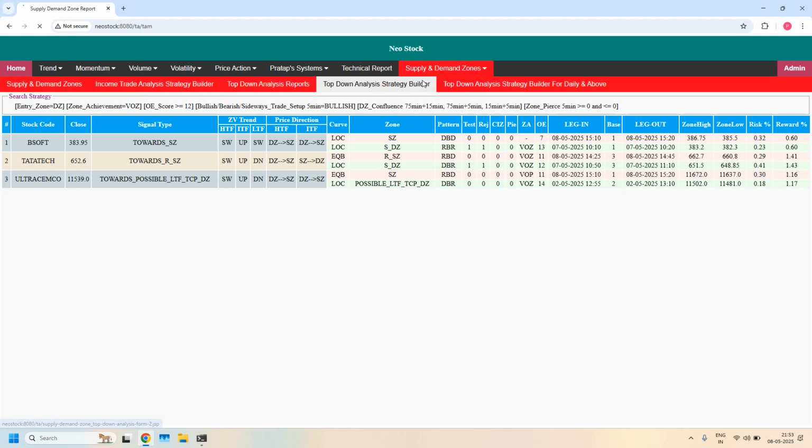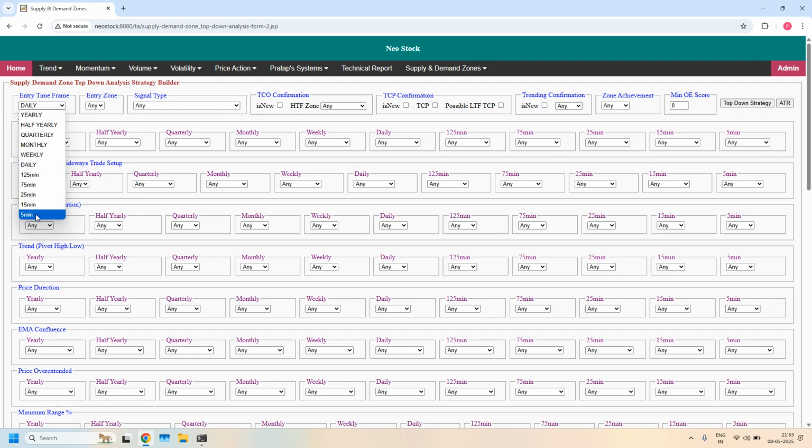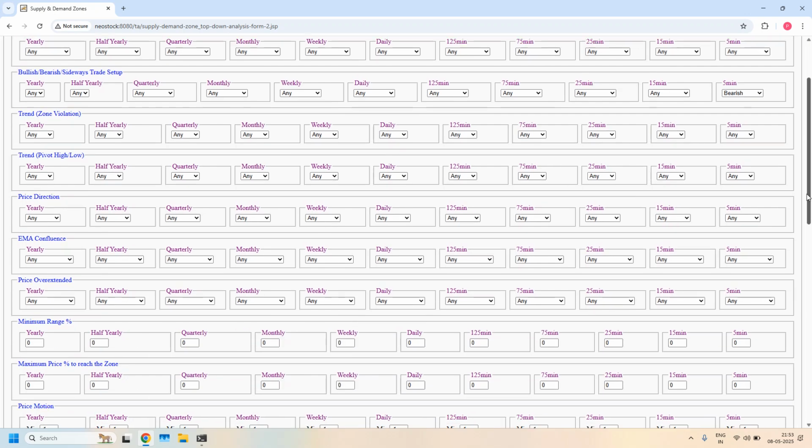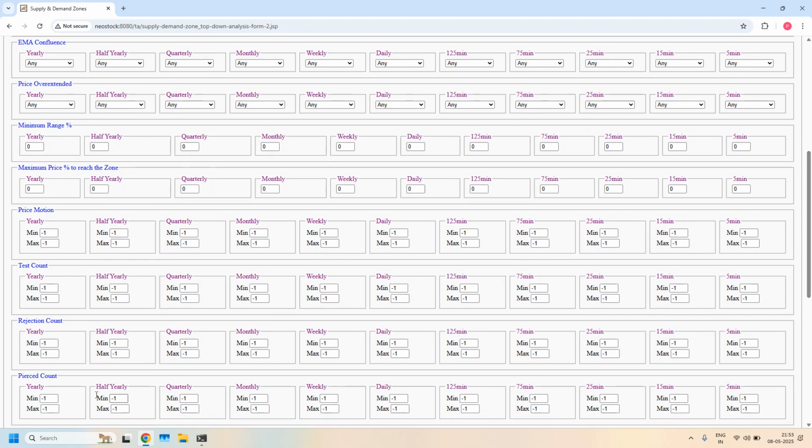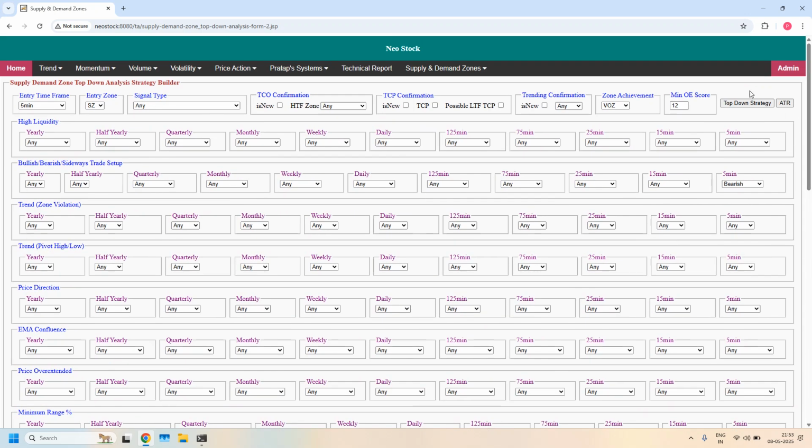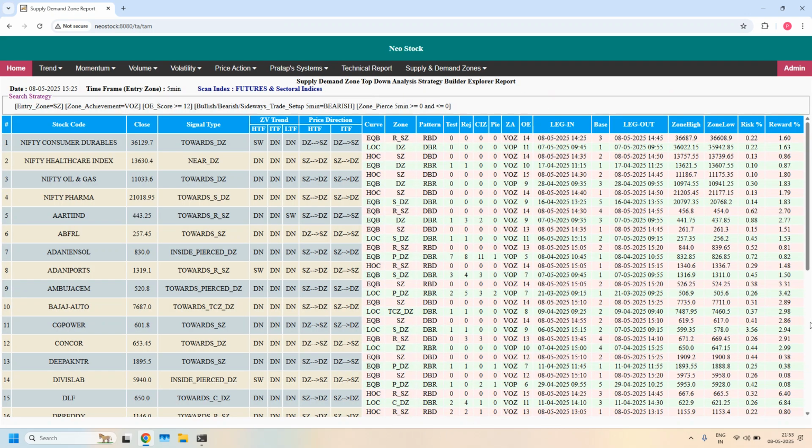Next, bearish trade setup for hourly income trade, entry time frame 5 minutes, entry zone, supply zone. In bullish, bearish, 5 minutes I am selecting bearish, zone achievement VOZ, minimum order enhancer score 12, and also 5 minutes supply zone should not be pierced. So at pierced count, 5 minutes time frame, minimum value 0, maximum value 0. With these filters, we got a big list.